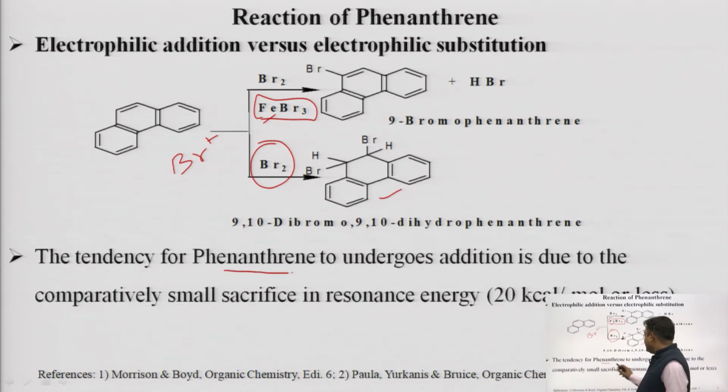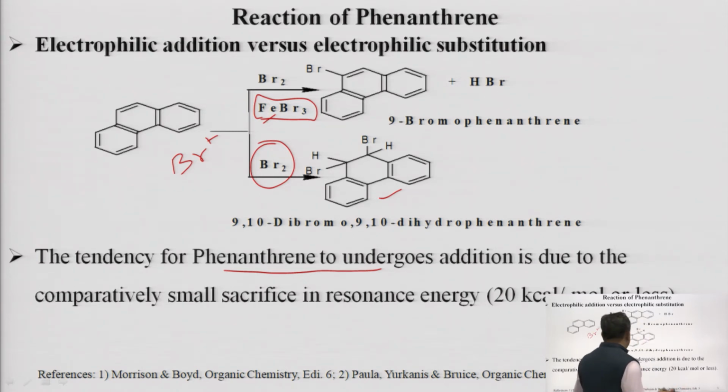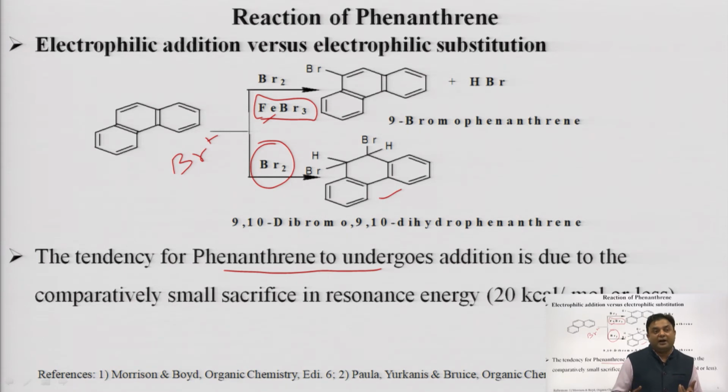Okay, the tendency for phenanthrene to undergo addition is due to the comparatively small sacrifice in resonance energy, that is approximately 20 kilocalorie per mole or less. Okay, so the habit of phenanthrene to undergo addition reaction in place of electrophilic substitution reaction is the loss of very little amount of resonance energy in that particular addition reaction. So because of that, phenanthrene will go for the addition reaction. Okay.